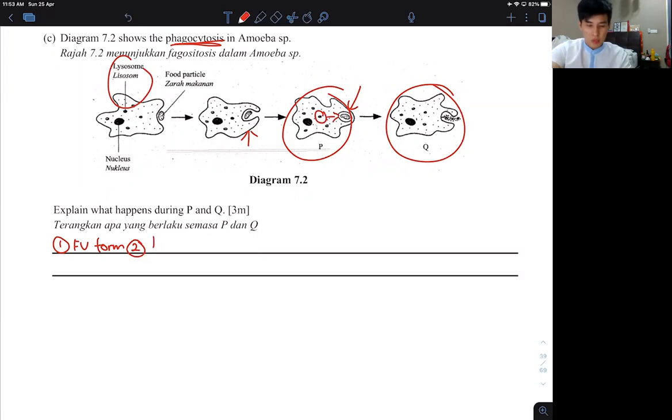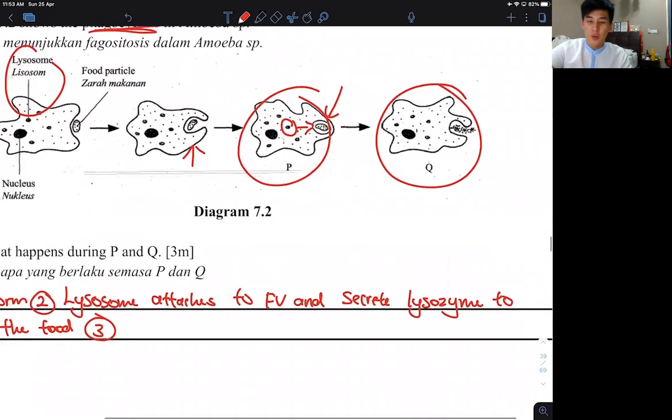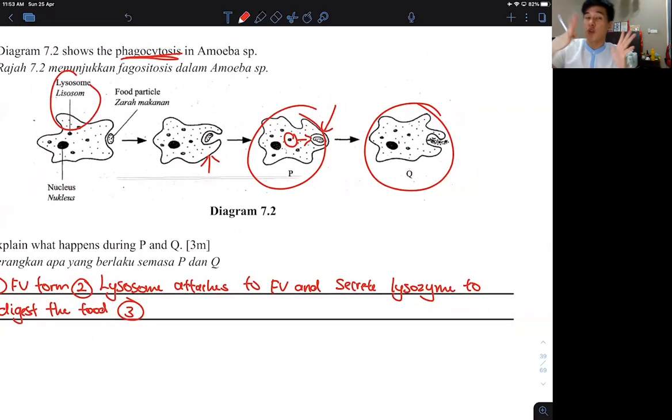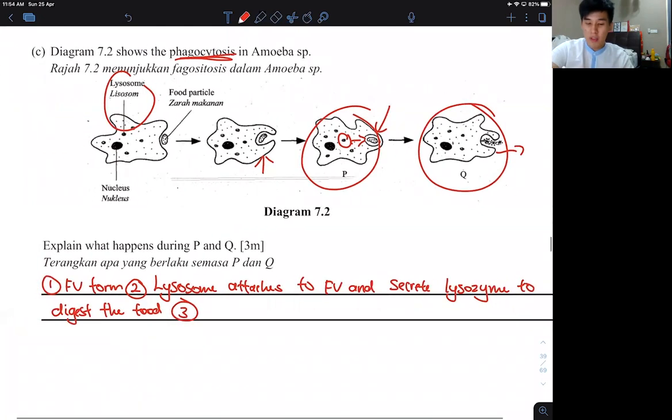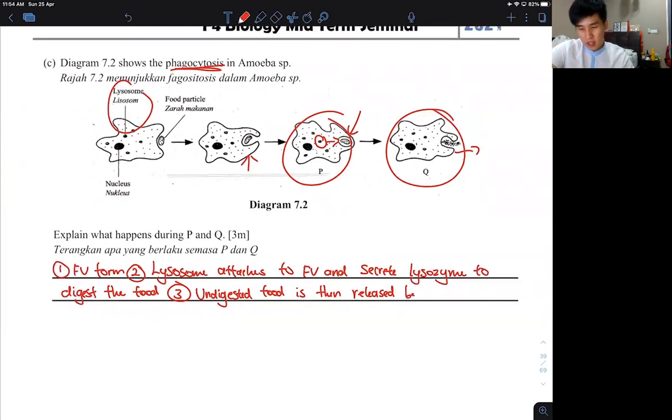Lysosome will attach to it. You can see, lysosome. Attach to your food vacuole and secrete lysozyme to digest the food. So for this one, since they want P and Q, you actually can skip the nutrients diffused into cytoplasm part because Q is showing you that I release the undigested food. So you can straight skip to Q there, whereby you can say undigested food is then released by the amoeba.